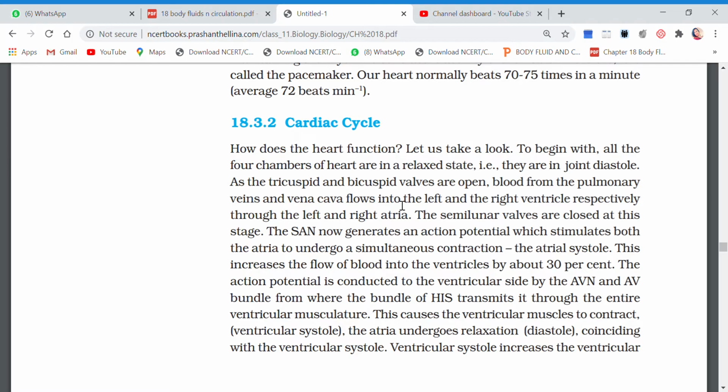Let's begin with the NCERT now. Children, just to start with, you can see here that all the four chambers of heart, now please pay attention, all the four chambers of heart are in relaxed state. So we will start from the relaxation state.